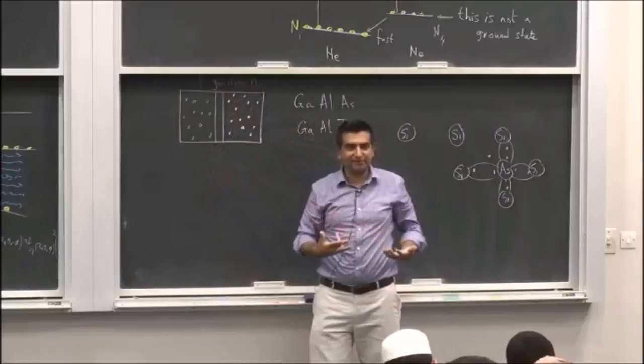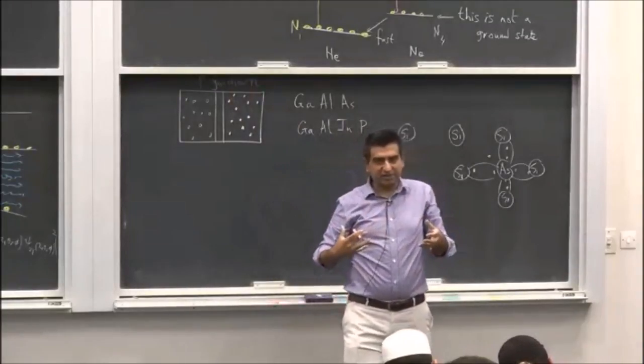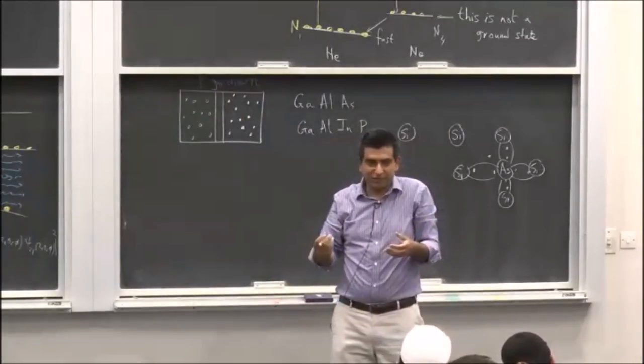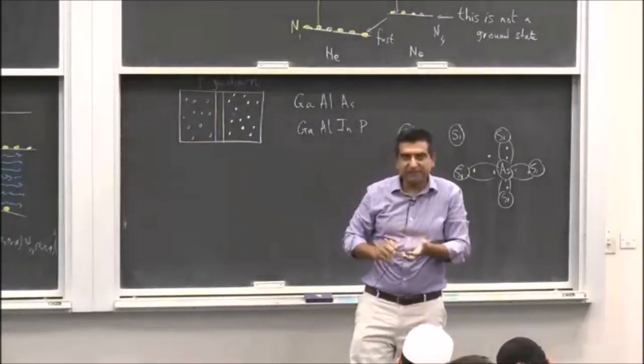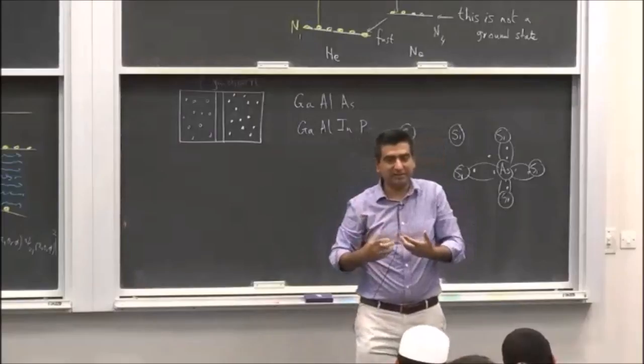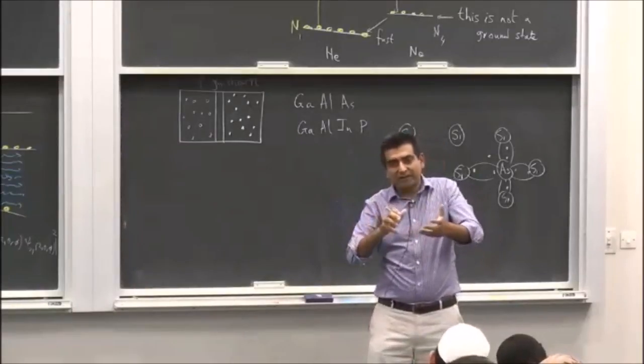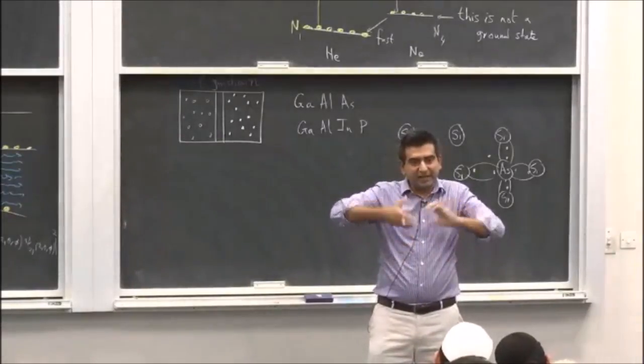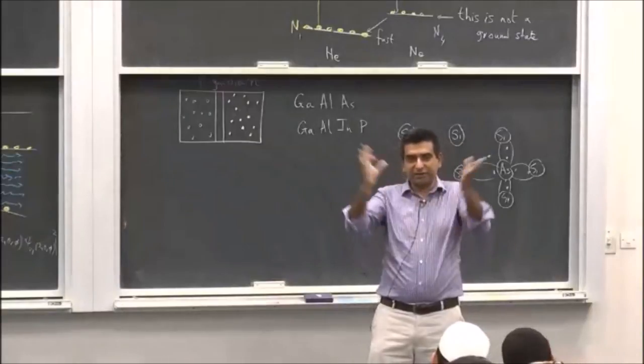Electrons and holes. An electron is negatively charged. A hole, which is the absence of an electron, is positively charged. They are oppositely charged particles. They can fall into one another. They can annihilate one another. And when they do, they emit energy.